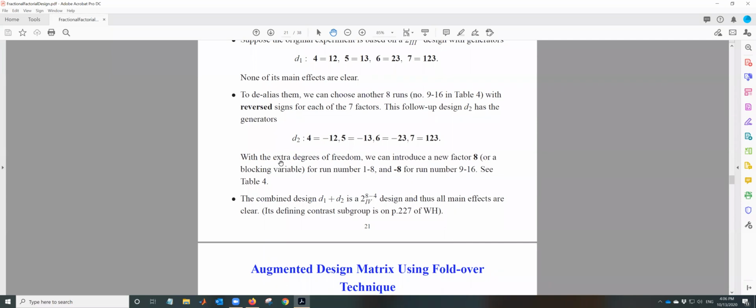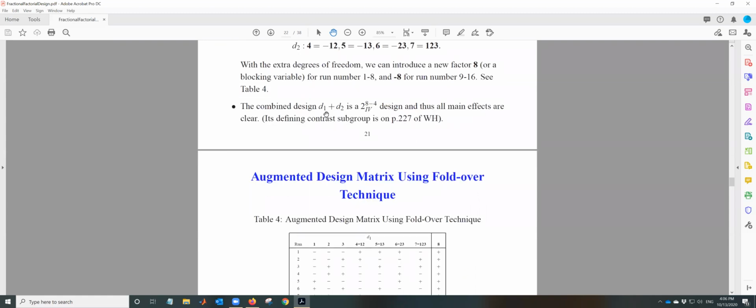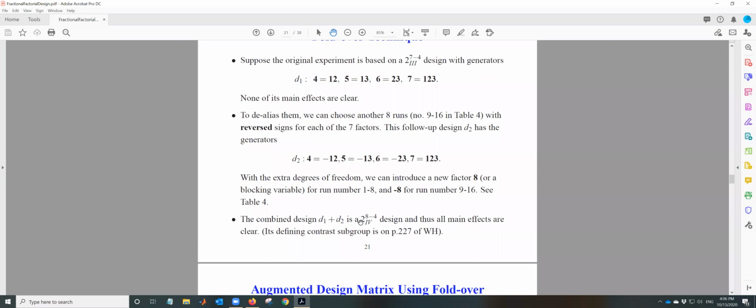We choose another 8 runs with reversed signs for each of the 7 factors. While with the extra degree of freedom, we can introduce a new factor as a block, because you run this first and this next, and then you add another block. That means new factor 8, plus 8 for runs 1 to 8 and minus 8 for runs 9 to 16. And then the combined design is actually a 2 power 8 minus 4, because you have 8 runs and another 8 runs, which is 16 runs. Then in this way, all main effects are clear.